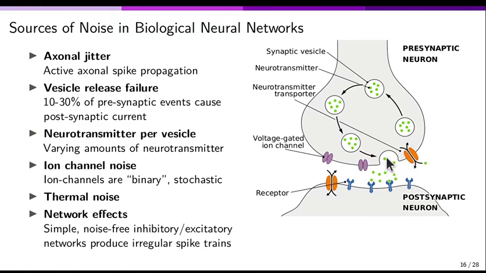So sometimes nothing gets attracted and nothing bursts open. So that's the vesicle release failure. But also, how much neurotransmitter is in each of these things? Sometimes it'll be smaller, sometimes it'll be bigger. That neurotransmitter is going to open and close ion channels to let current in and out. But that's a stochastic process.